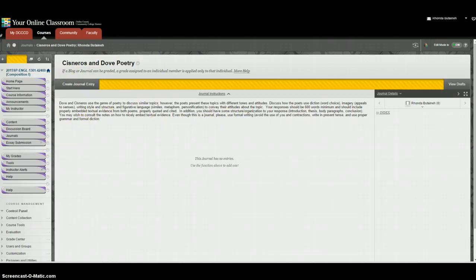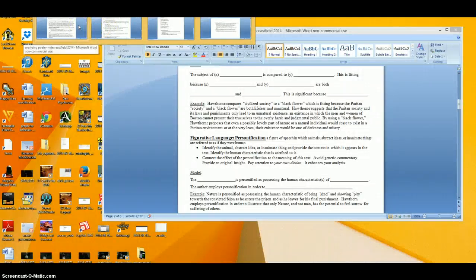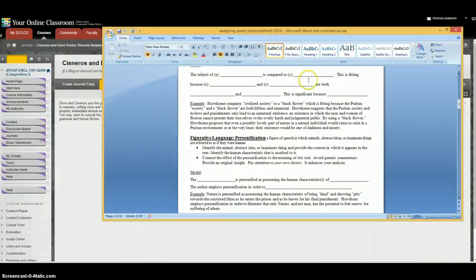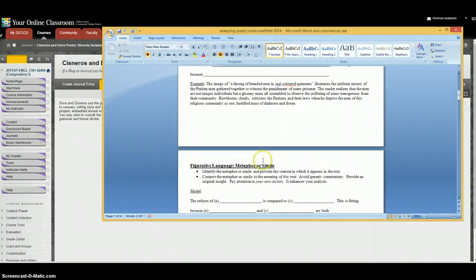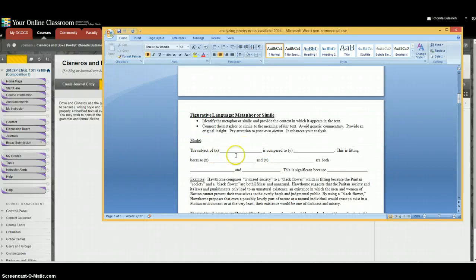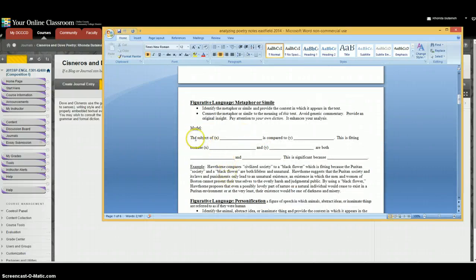Now, what will help you with this is this handout right here. It says Analyzing Poetry Notes. This is not a straight jacket by any means. You do not have to follow it word for word, but it will help. So if you're trying to discuss, for example, that metaphor, you would say the subject of curtains is compared to a fist. This is fitting because curtains and fists are both blank and blank, and then you fill in the blank, and this is significant because... This just helps you give your analysis some kind of structure.